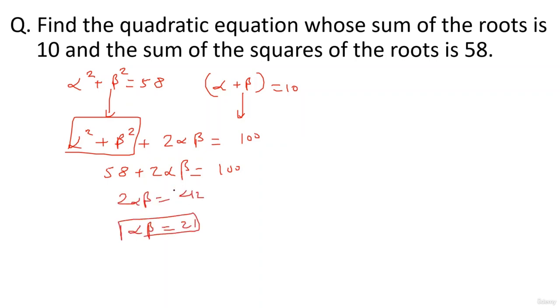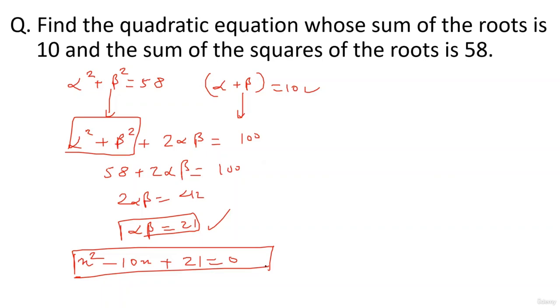So we have sum of the roots 10. We have the product 21. Okay, we can form the equation x square minus sum into x plus the product is equal to 0. Okay, so x square minus 10x plus 21 is 0. Okay, if you want to factorize, it's basically x minus 3 into x minus 7 is equal to 0. Okay, or you can keep it as it is also, no problem.